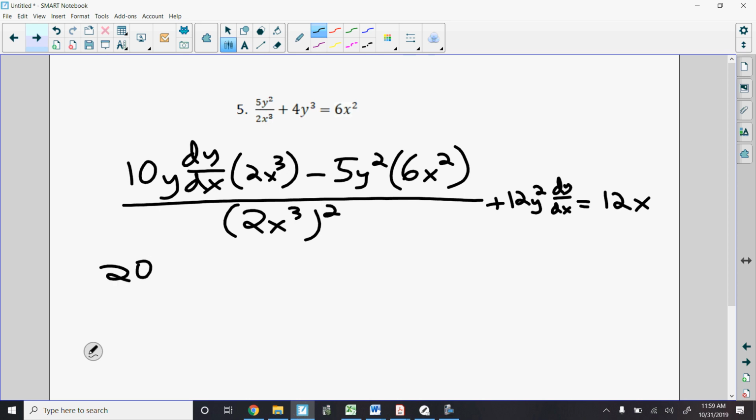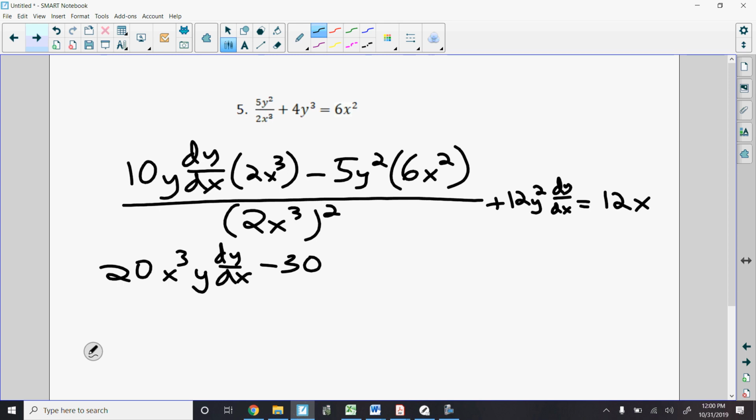Then I write my x's next, which will be x cubed. Then I write my y's. Then I write my dy dx. I always, by convention, go x before y. Okay? So it's just a little bit simpler looking at 20x cubed y dy dx rather than 10y dy dx 2x cubed. Doing the same thing to the second term in the numerator, I see 5 times 6 is going to be 30, so it's going to be minus 30.